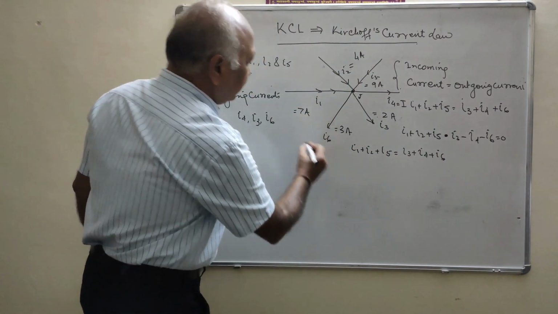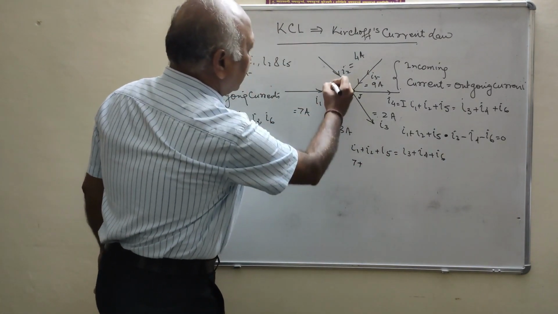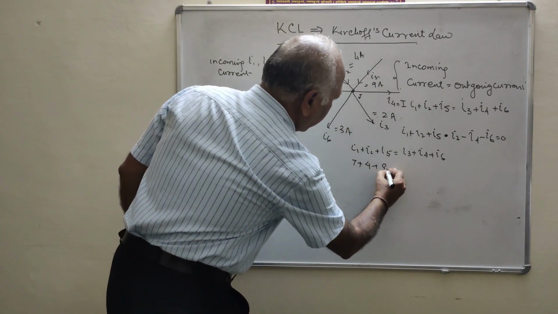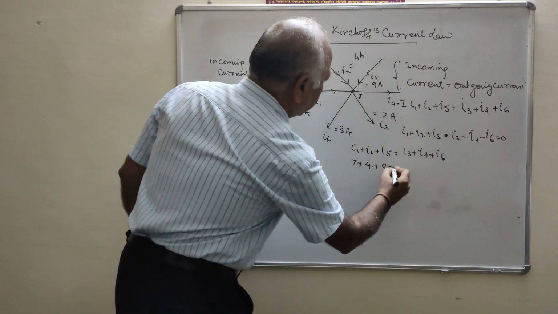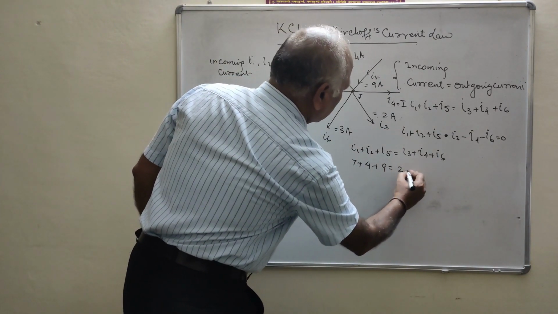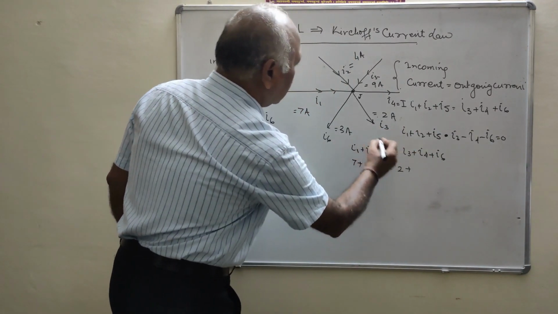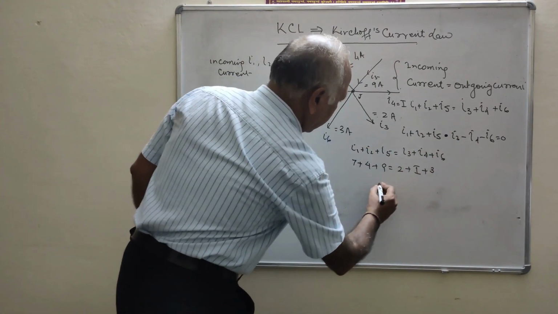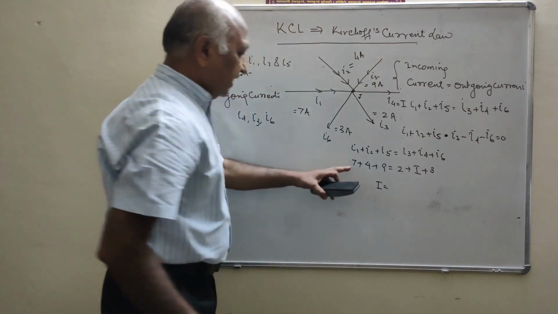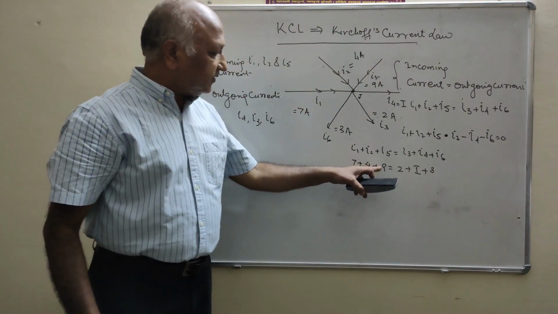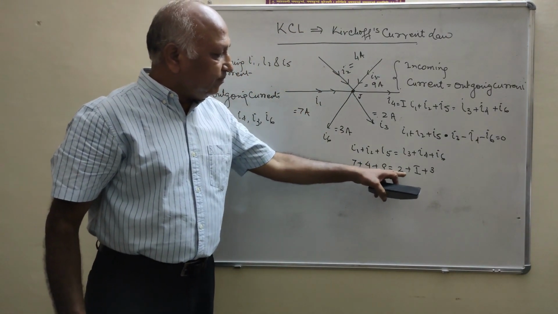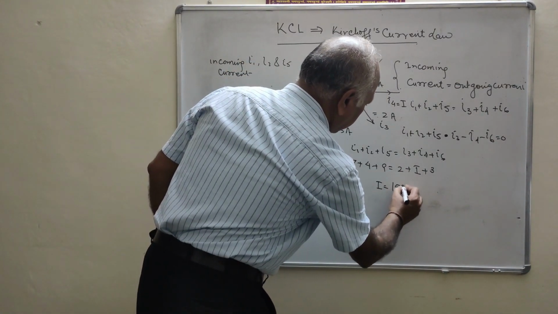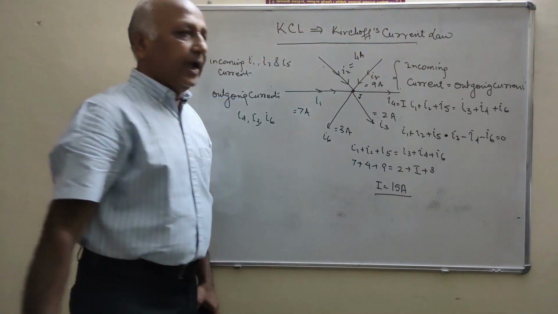What is the value of I1? 7. What is the value of I2? 4. What is the value of I5? 9. What is the value of I3? It is 2 plus I4 plus 3. Clear? And you will see 7 plus 4 is 11, 11 plus 9 is 20, 20 minus 5, and we are getting I4 equal to 15 ampere.